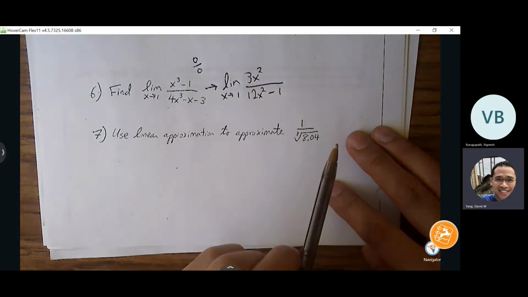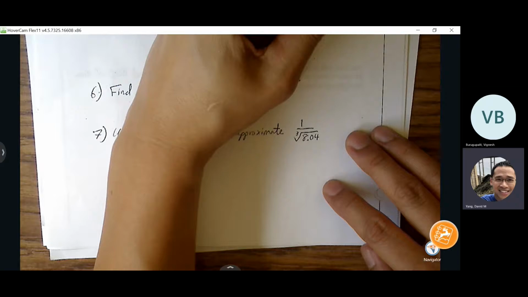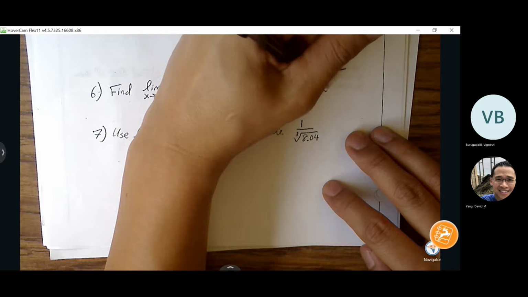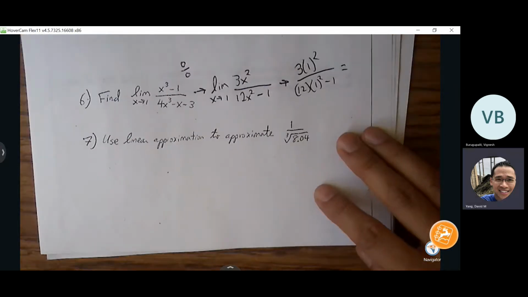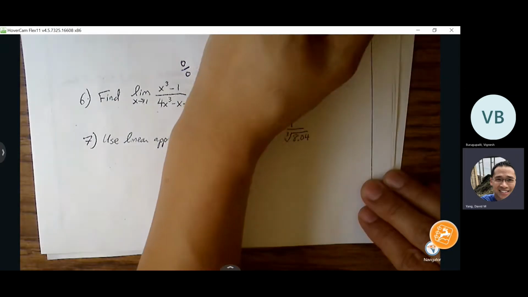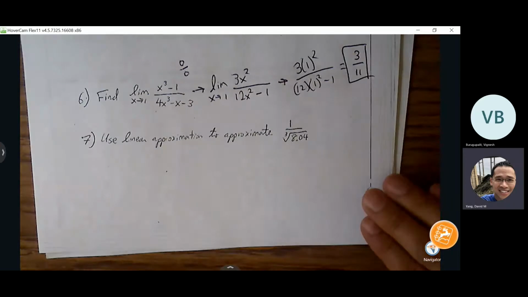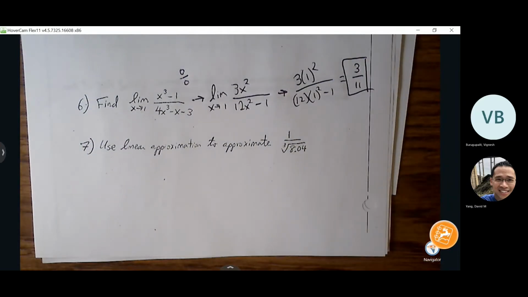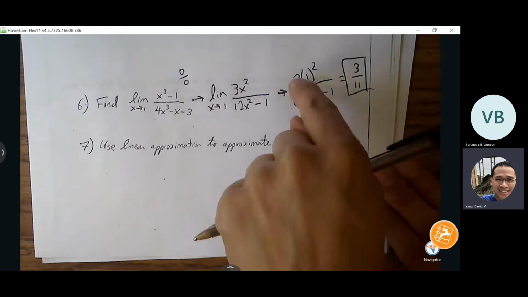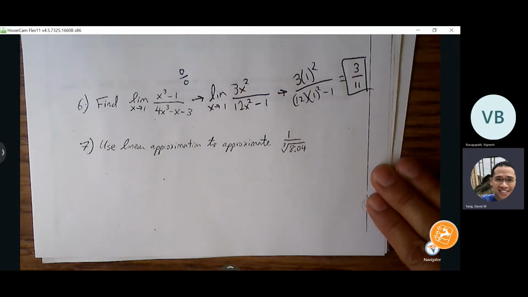Yeah, plug in, right? So 1 in for x. Okay, do we get a real number? Three over 11, no. Okay, are we good with the process for L'Hopital's rule? Now, let's say I got a 0 over 0 again. If I got 0 over 0 again, that means I can take the derivative again once.